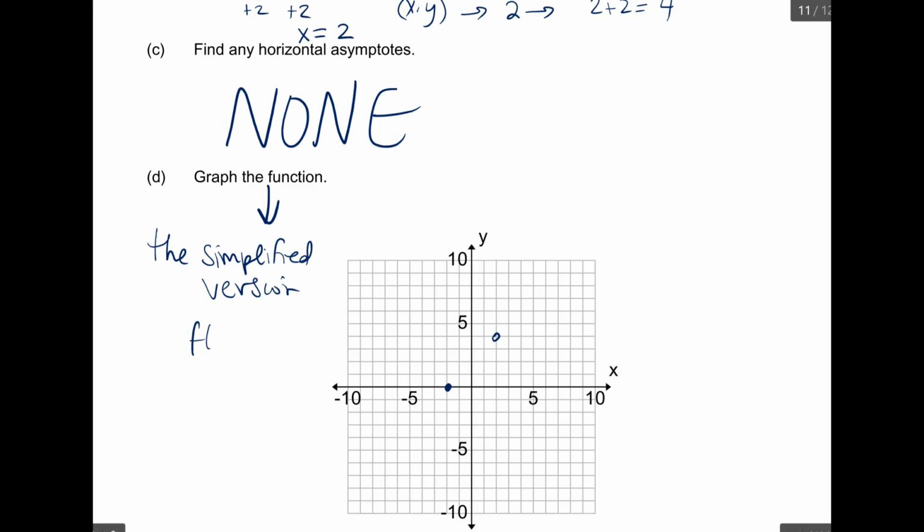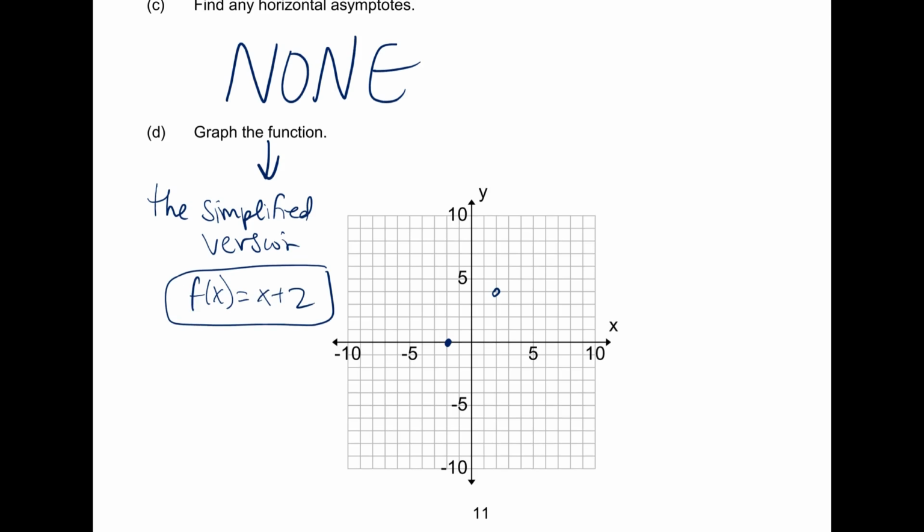Which is f of x equals x plus 2. How would you graph this? This goes back to chapter 1 or chapter 2. y equals mx plus b. What's the y-intercept? 2. The y-intercept is 2.